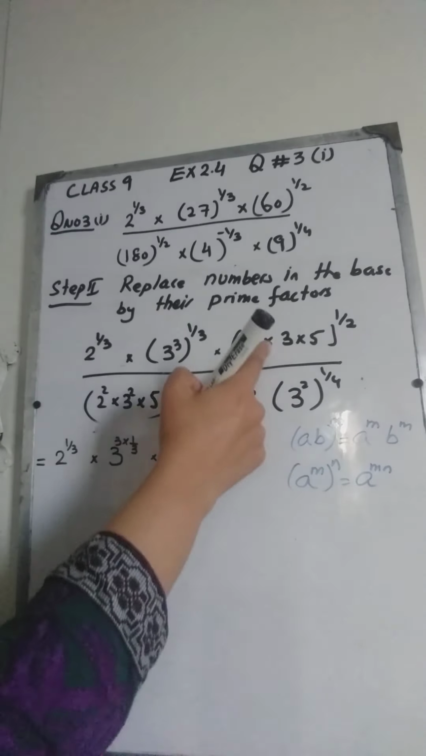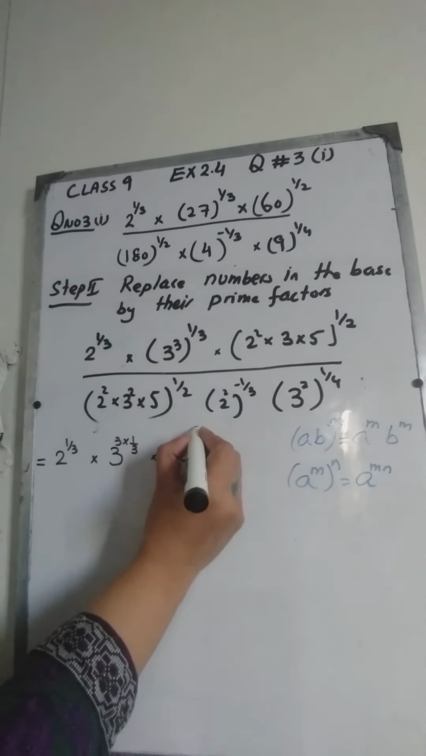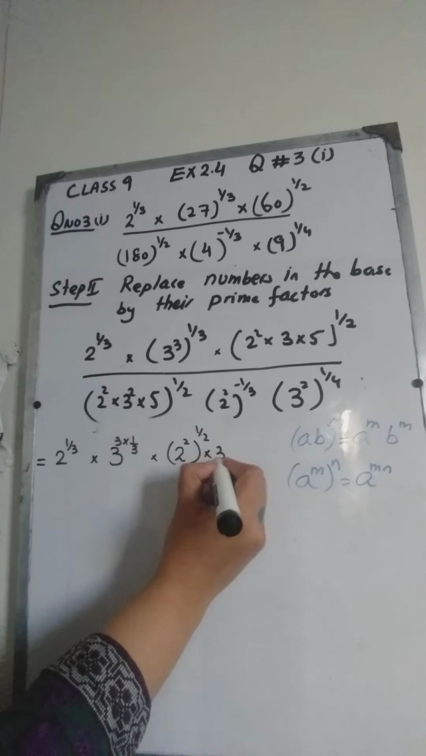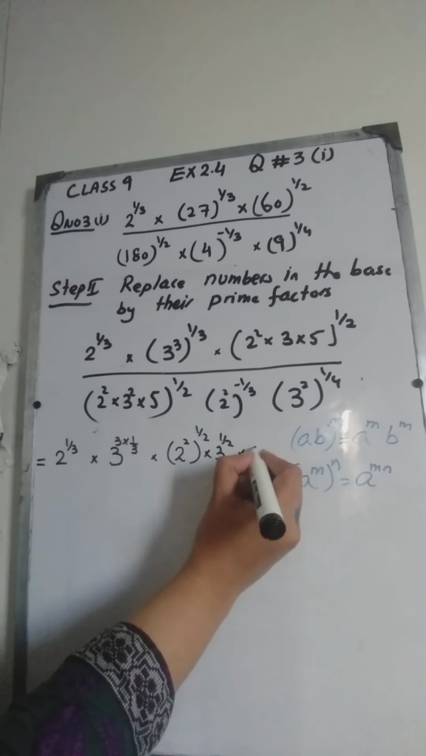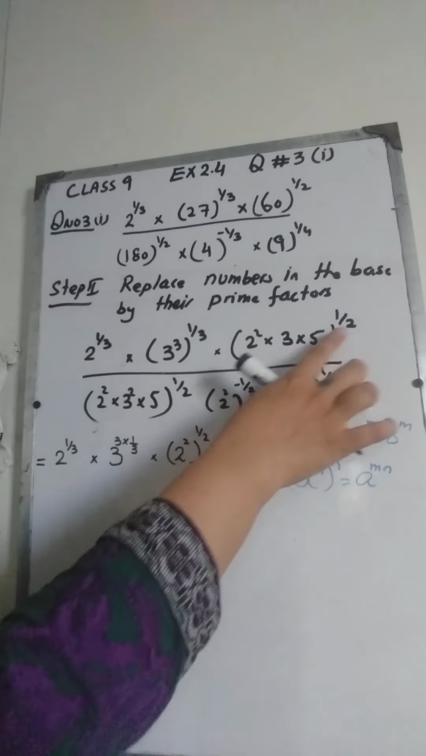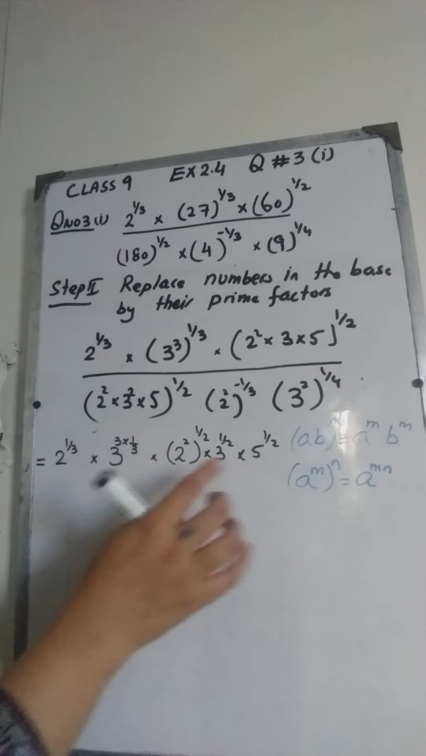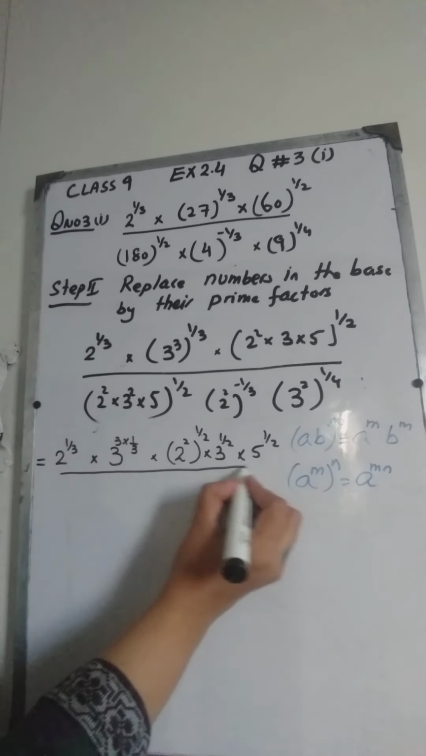applying this law on this bracket, what we get is 2 square raised to a power 1 by 2, 3 raised to a power 1 by 2, and 5 raised to a power 1 by 2. The power 1 by 2 is applied on 2 square, then it is applied on 3, and it is applied on 5 also.